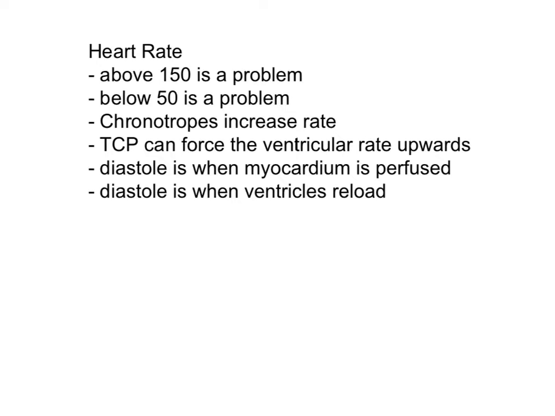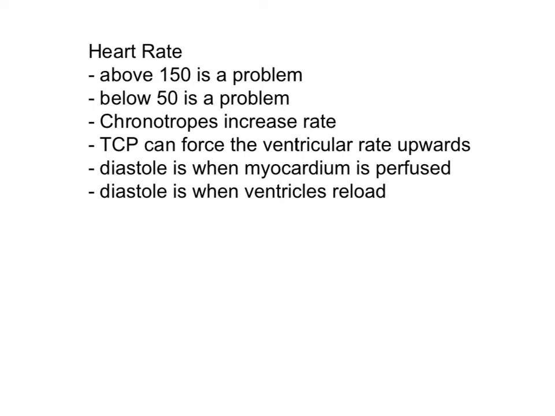So let's talk about each of the four things that we can manipulate in order to improve perfusion. Heart rate certainly is one of the first ones, as a major component of cardiac output. Heart rates between 50 and 150 are more normal ranges. Once you get above 150 or below 50, you certainly have a problem with maintaining cardiac output. Our chronotropes will help us increase the rate. The two chronotropes we have in our toolbox being epi and dopamine at this point.